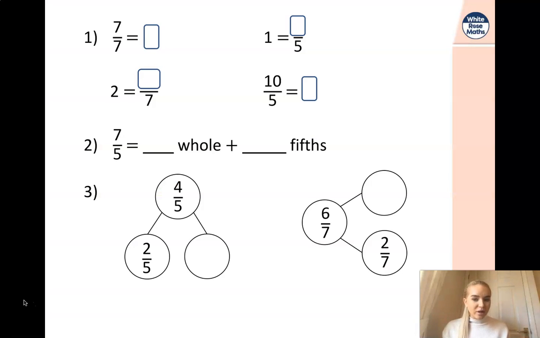I do have some more questions just to warm your brains up for today's maths lesson. Can you have a go at the following questions, please? Pause the video again and have a go. Okay, how did you get on?